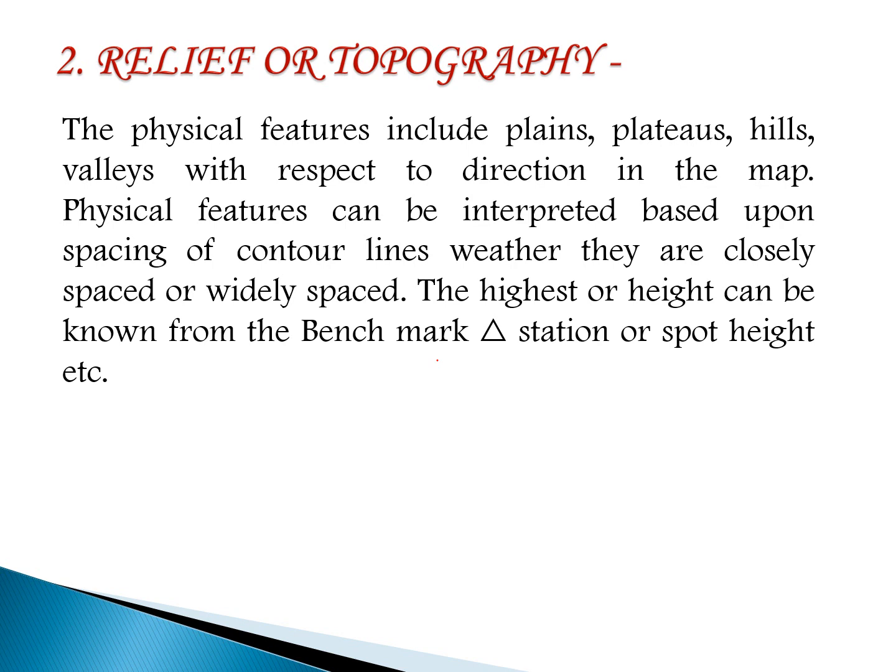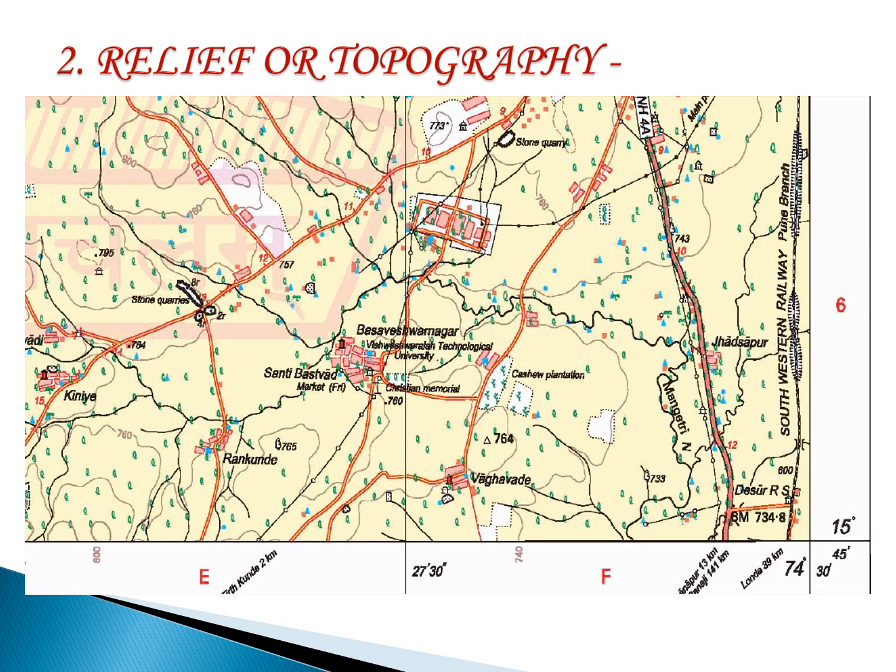So this is a physical feature which includes your plains and valleys. So maximum elevation you have to write in the map. And there are hills, and maximum area is flat or plain, like that you can write the interpretation regarding the relief of the map. So like this, relief or topography you can show.